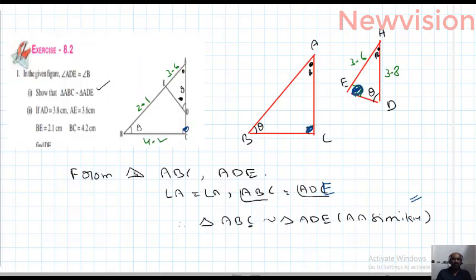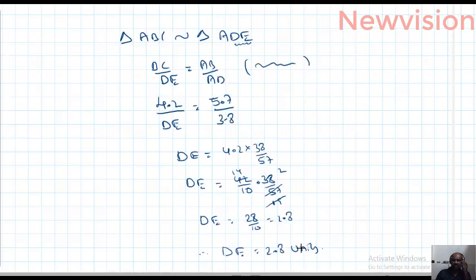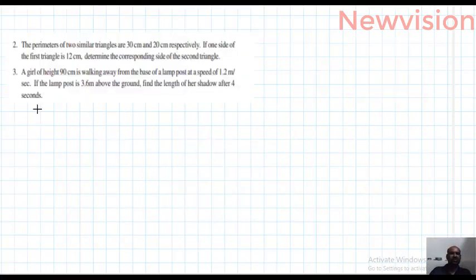What do we want? We want DE, so I can say that is 2.8 units, or centimeters, all are given in centimeters, no? So it's right, at last centimeters, cm. Okay.